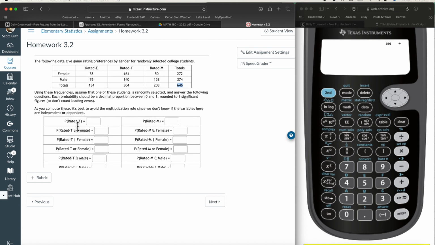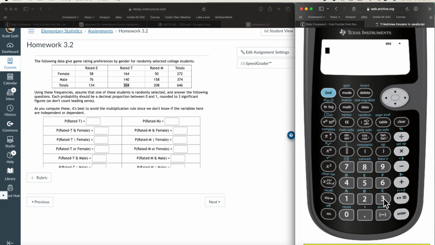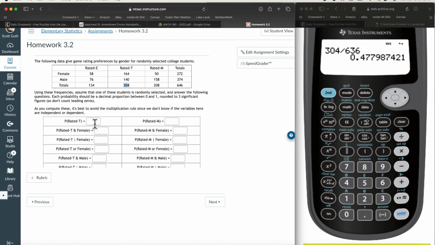So the first is the probability that somebody's rated T. If you look at the rated T, that's just this column, and it's 304 people out of the 646. So we just have to do that real quick on the calculator. 304 divided by 646 is 0.47798, etc. And the rule for rounding should be 3 significant figures here, which means you start counting at the first non-zero digit. So 0.477, this 9 makes the 7 go up to an 8. So I'll do 0.478 for rated T.